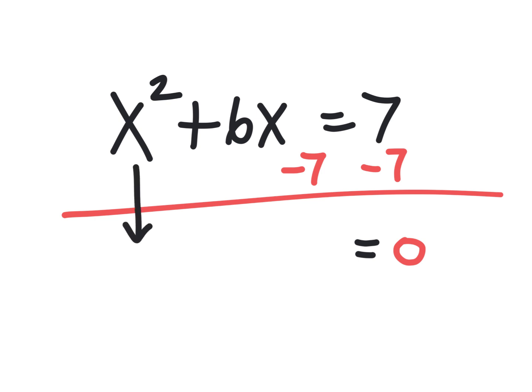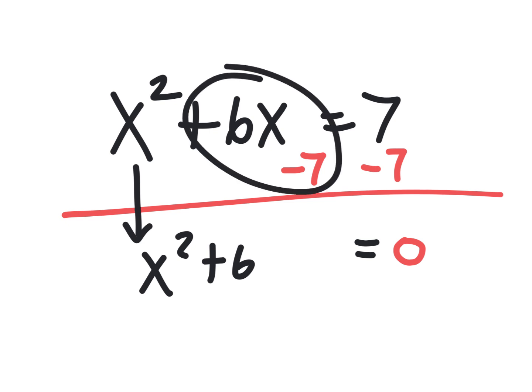Would it be x squared plus 6x minus 7? You're seeing it right here. Just don't try to put those together because they're not like terms. 6x minus 7. That's it.